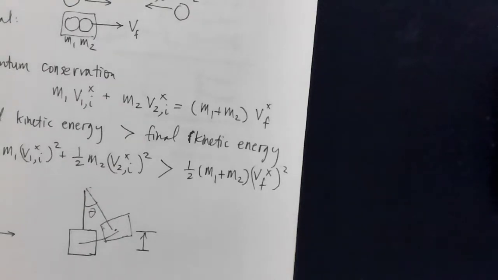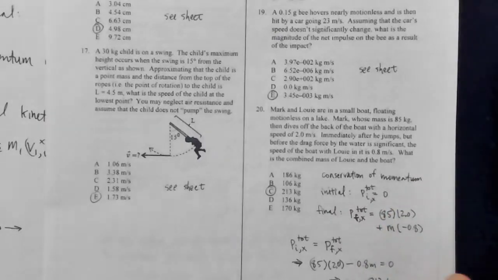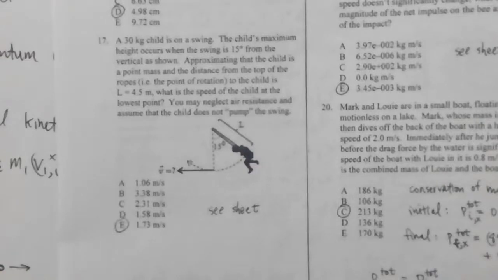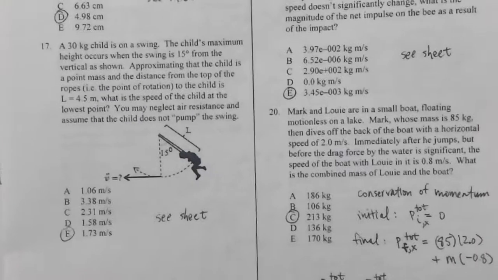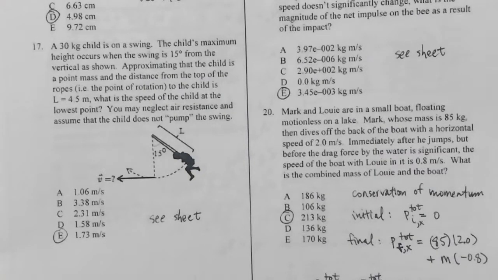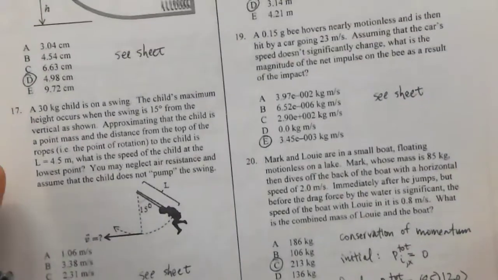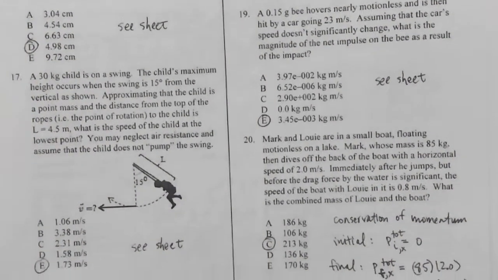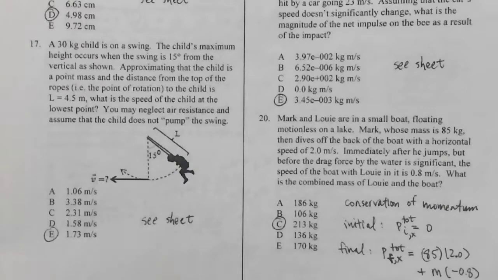All right, here's the problem to try to help you with this part of the ballistic pendulum problem. This is coming from practice test 2D. Okay, everybody's had a chance? No, not yet. All right, go ahead. Okay, so a 30-kilogram child is on a swing.